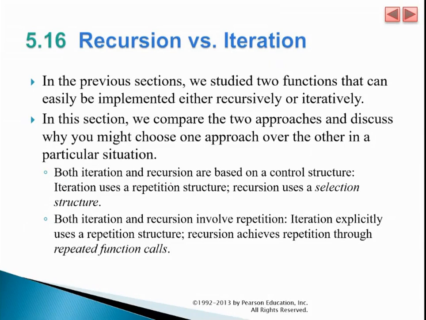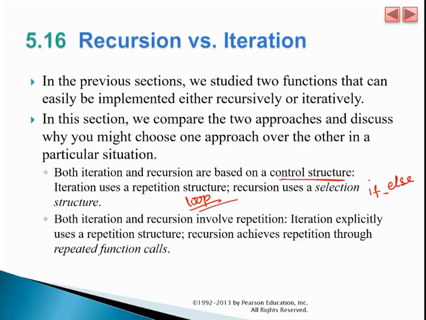Both iteration and recursion are based on control structures. In iteration we use a repetitive structure, that is a loop. Loops are used in iteration. In recursion we use a selection structure. Selection means the if-else; only if-else we are using, whereas in iteration we are using loops. And how will we do a looping sort of thing in recursion? By calling the function itself again and again.